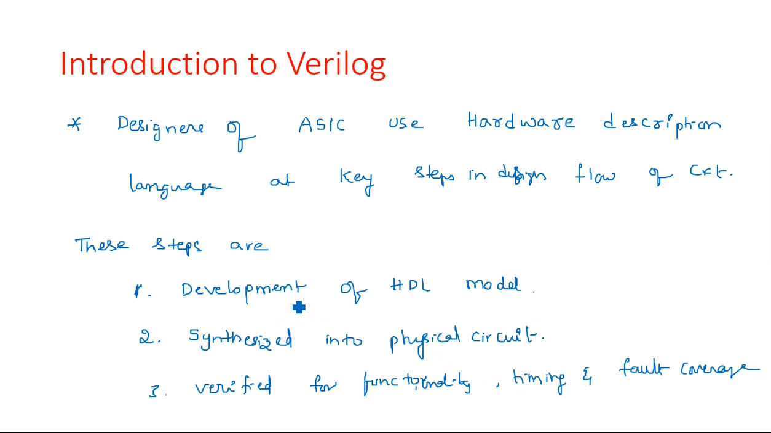When designing any circuit using a hardware description language, we need to follow these steps. One is development of the HDL model for the given circuit, and the second is synthesizing into a physical circuit. Once the code is completed, we go for simulation, and if we get correct results, the next step is synthesizing. In synthesizing, we get the physical circuit at gate level. After that we verify the functionality and timing, and identify any errors.